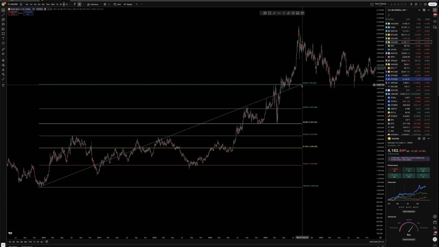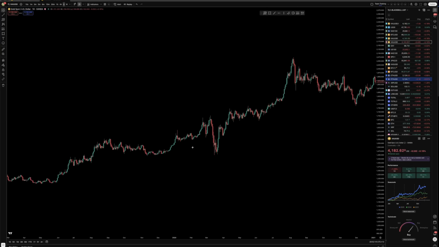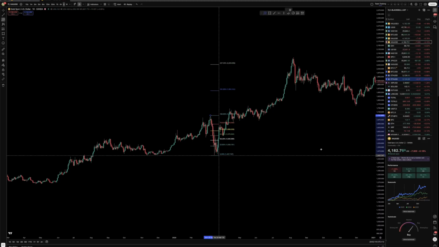And then what could you have done? Just looking at COVID, because we're entering some interesting times right now. Let's just draw from that high like I would draw a retracement that way down to that low, and let's see what it looks like.